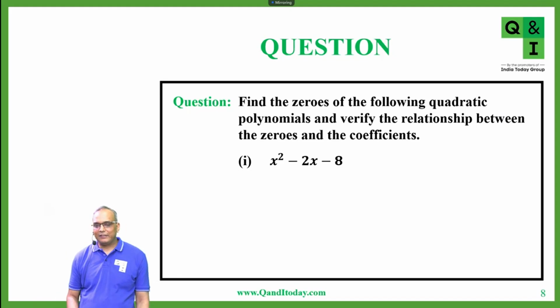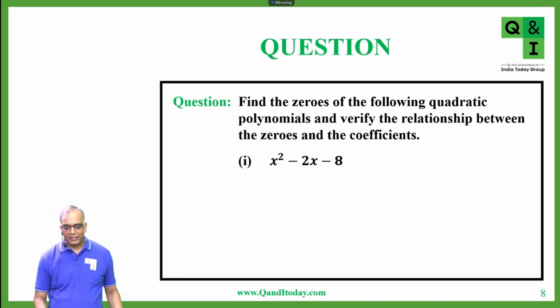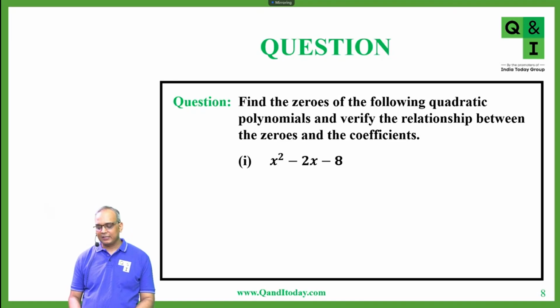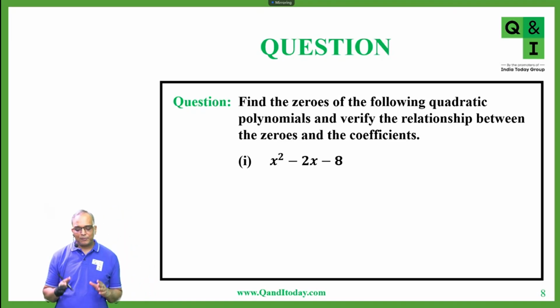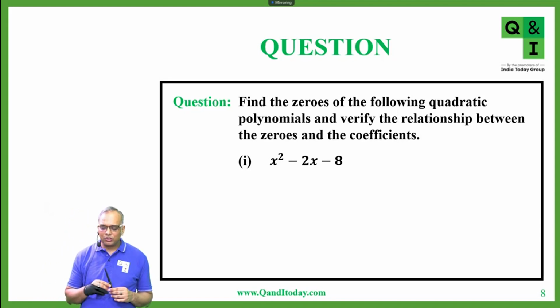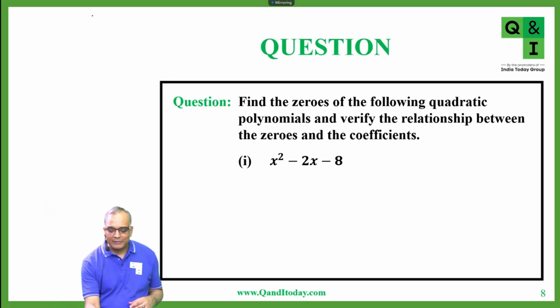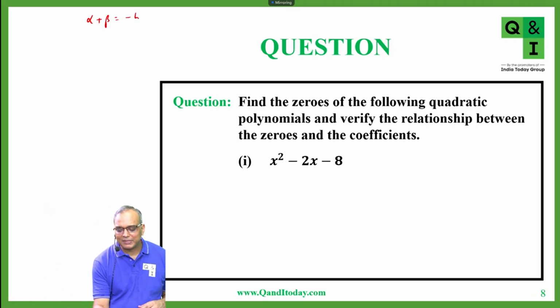Now in this question, find the zeros of the following quadratic polynomials and verify the relationship between the zeros and the coefficients. So what you have to do first, you have to split the middle term, factorize it, and then find the zeros of this polynomial. Once you have got the two zeros, you will have to verify the relationship for a quadratic polynomial. That is alpha plus beta is minus b by a and alpha beta is equal to c by a. You have to verify this.